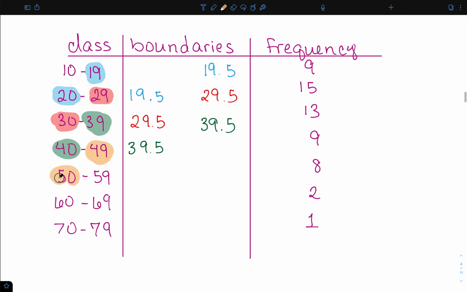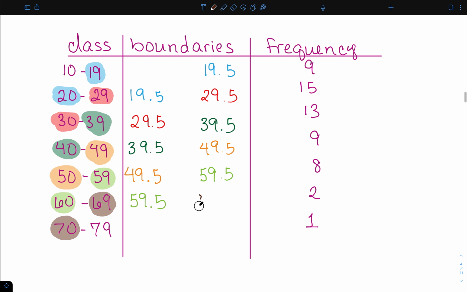Halfway between 49 and 50, this will be 49.5. Halfway between 59 and 60, this will be 59.5. Halfway between 69 and 70, this will be 69.5.